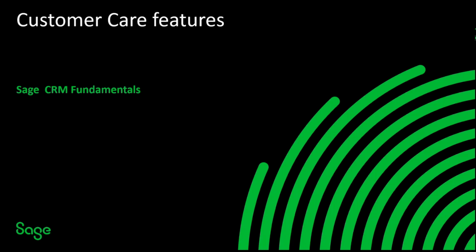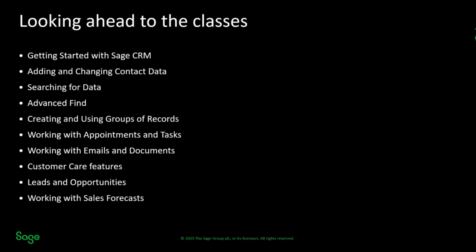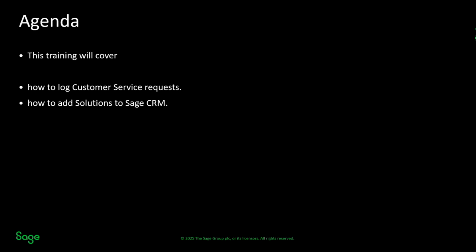I think we are now the 8th lesson within the cycle of training that makes up the Sage CRM user fundamentals. What we're looking at here today is everything that flows from a customer service experience inside Sage CRM. We're going to be looking at two broad topics: how customer service requests can be logged inside Sage CRM, how they can be workflowed, and then the idea of solutions within Sage CRM as well.